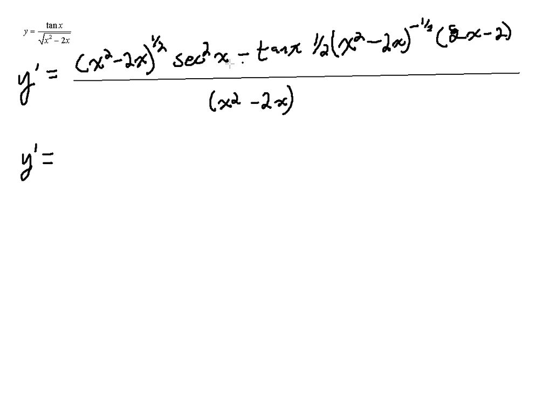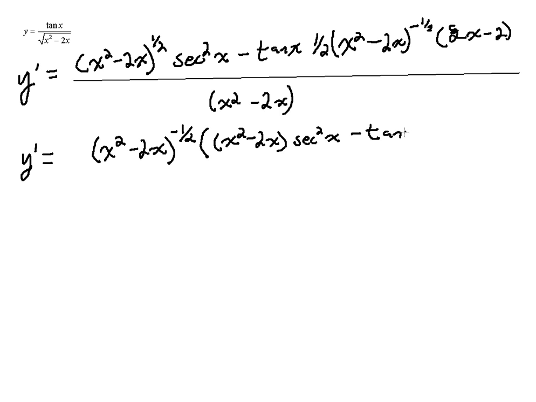But anyway, you have a common factor in the numerator of (x squared minus 2x) to the 1/2 here, negative 1/2 here. So pull out the smaller of the two exponents, and that would be (x squared minus 2x) to the negative 1/2. And that would leave x squared minus 2x times the secant squared of x minus the tangent of x. And then this factor is gone. This 1/2 will multiply through this 2x minus 2 to leave x minus 1.